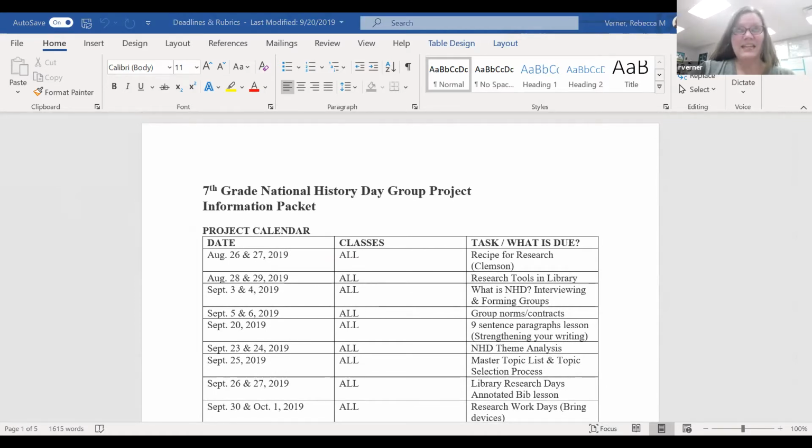But the kids, at the end of the year, I have them do an evaluation of the process. Of what did you think of National History Day? What do you think Mrs. Berner can do to improve it? Because I'm constantly gathering feedback on my own practices and my own processes. So I've used that to kind of change the way I do things in class and try to make things more doable for kids. So I'm always open to feedback.